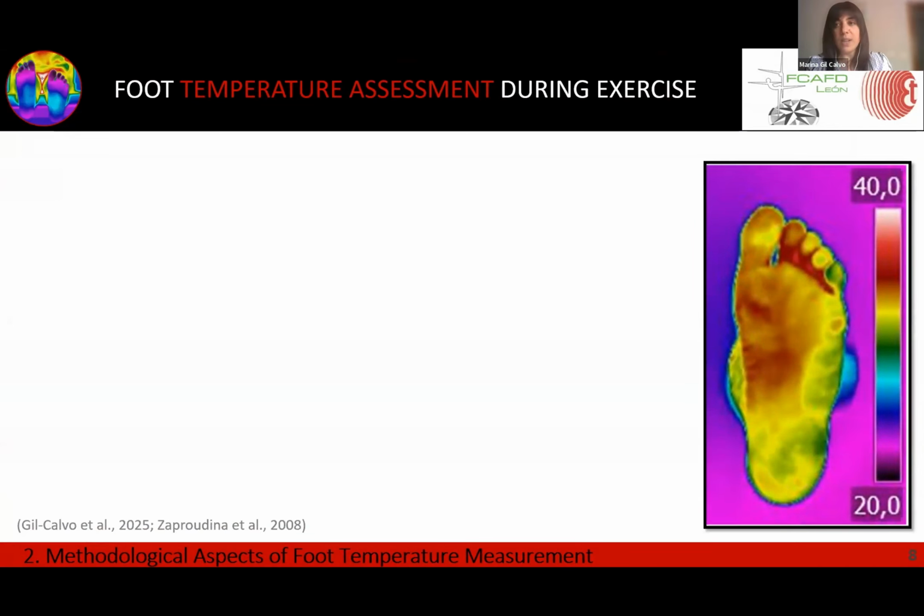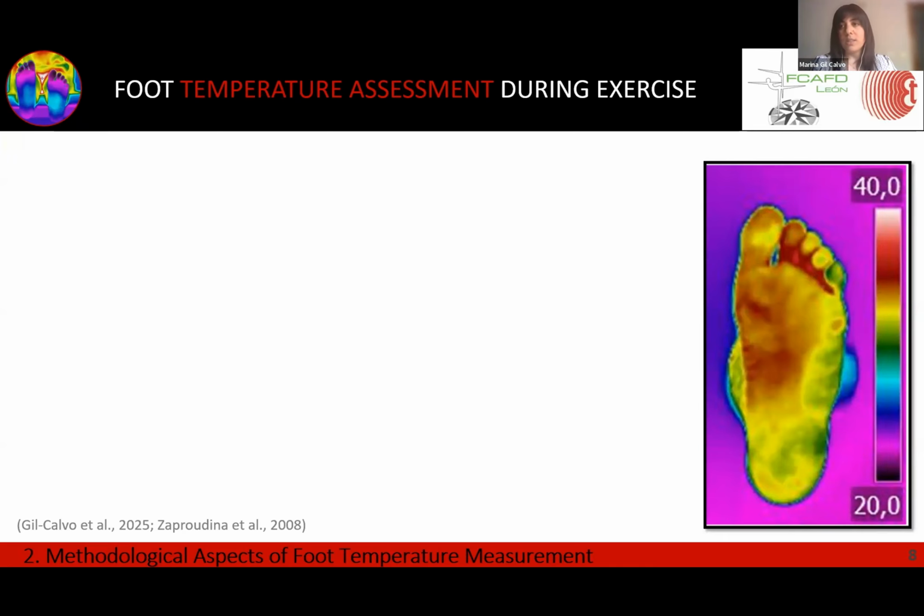We all know that infrared thermography is widely used because it's a non-invasive, contact-free, objective technique that provides quantitative data of the temperature of different regions of the body. In the case of the foot, it allows us to know what is happening not only in a specific area of the foot, but also in the whole region, as Felipe and also Barlo told us before.